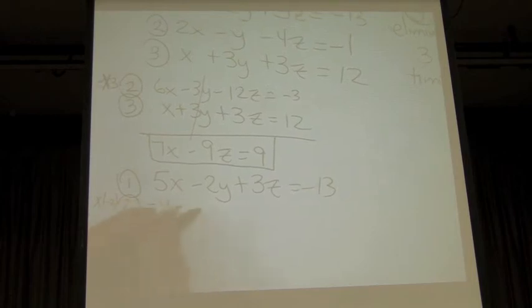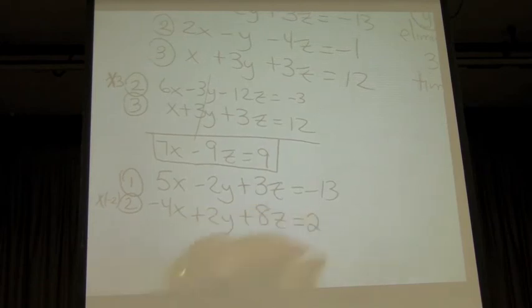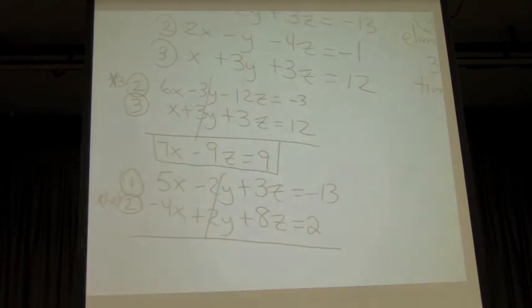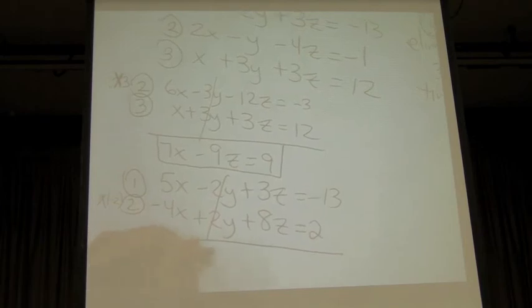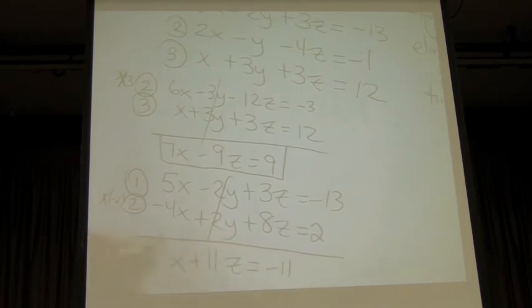Negative 4x plus 2y plus 8z equals 2. And now I'm going to add them up. y is going to cancel out. That's important. Once you determine which variable you're going to eliminate, you need to stay consistent and continue eliminating that variable. Okay? What do you get? x plus 11z equals negative 11. And guess what I'm going to do? I'm going to box it.